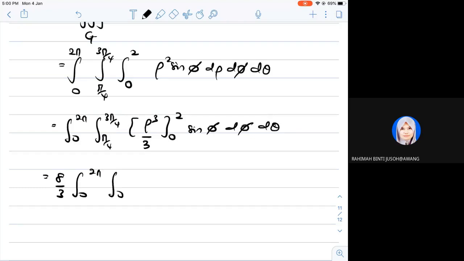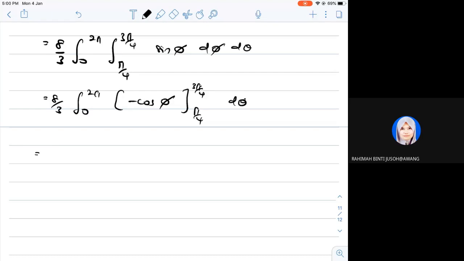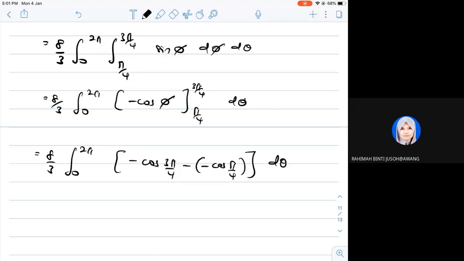We have 0 until 2 pi, 0 pula, pi over 4, 3 pi over 4, sine phi. So integrate sine phi, we will have negative cos phi, just like previous question. So 8 over 3, 0 until 2 pi, negative cos 3 pi over 4 minus negative cos pi over 4 d theta. So this is actually 3 pi over 4 is negative 1 over square root 2. You can use your calculator, guys. And then negative cos pi over 4 is positive. So negative, this is negative 1 over square root 2, so negative, positive, sebab dia first quotient.